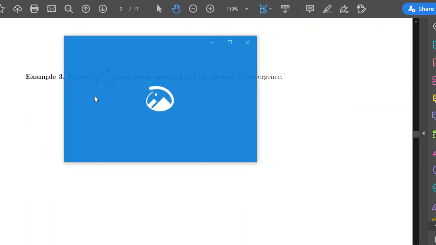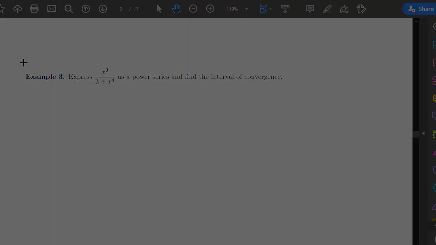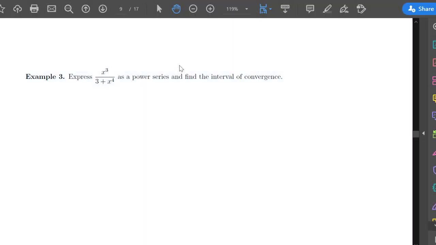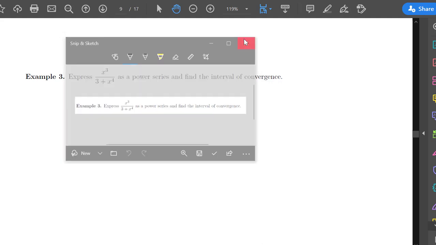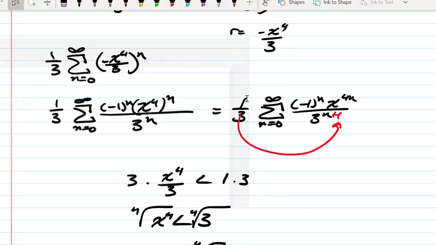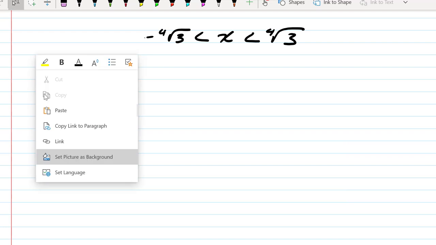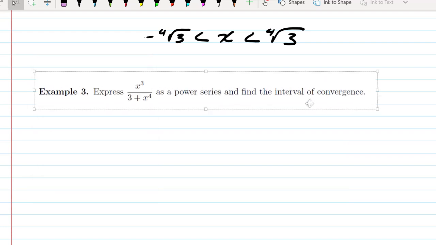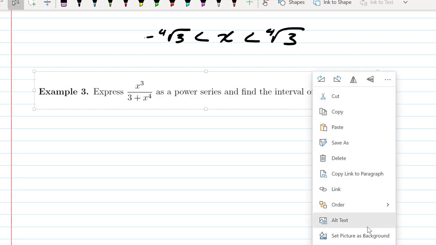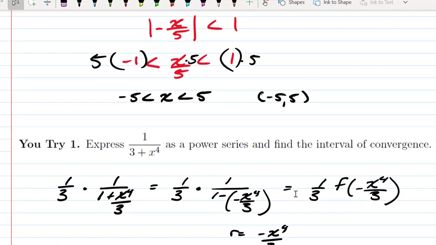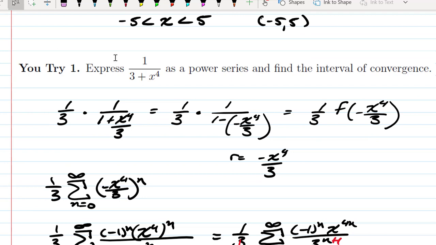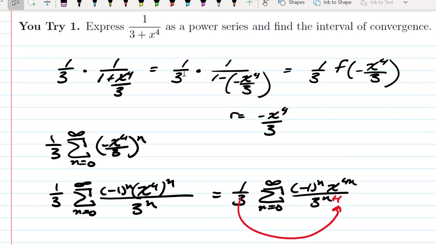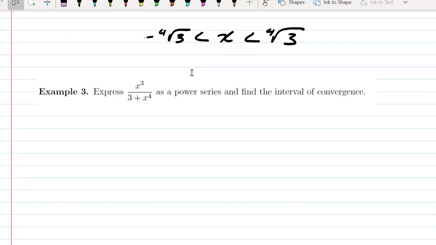So example 3 says, express x to the 3rd all over 3 plus x to the 4th as a power series. And if we notice, that is almost exactly the same thing that you just did in your try number 1. In fact, the only thing that's different is that it has an x to the 3rd.